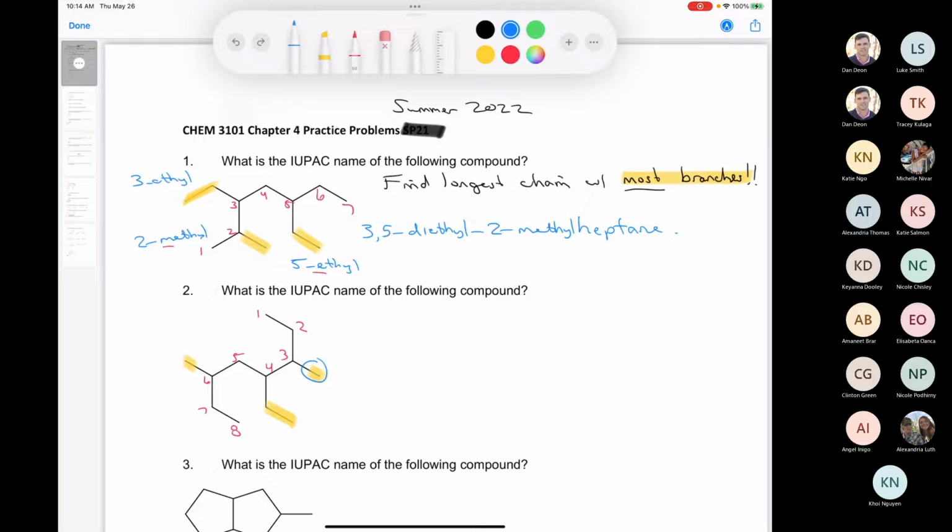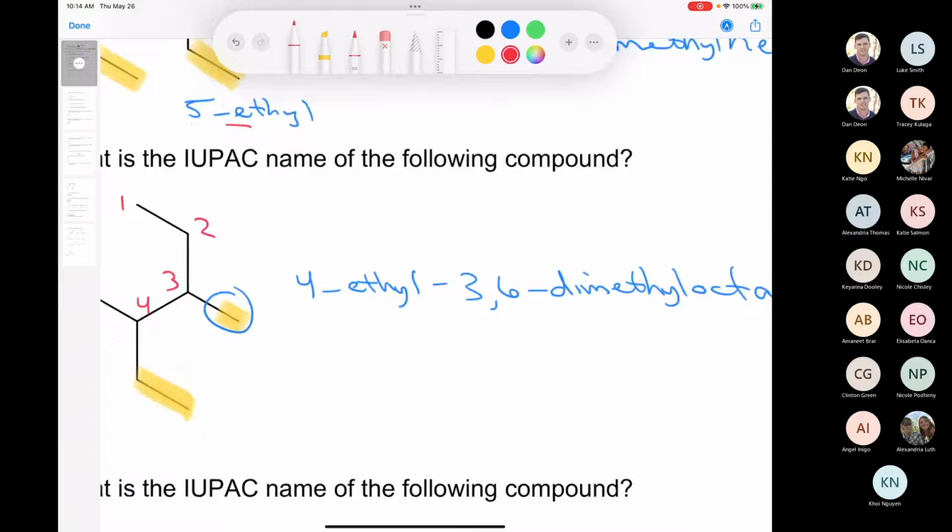So we put the substituents in alphabetical order. We have a 4-ethyl, then we have our 3,6-dimethyl, and then our parent, which is octane. Remember that whenever you have a number and a letter, they're always separated by a hyphen. And whenever you have 2 numbers, they're always separated by a comma.